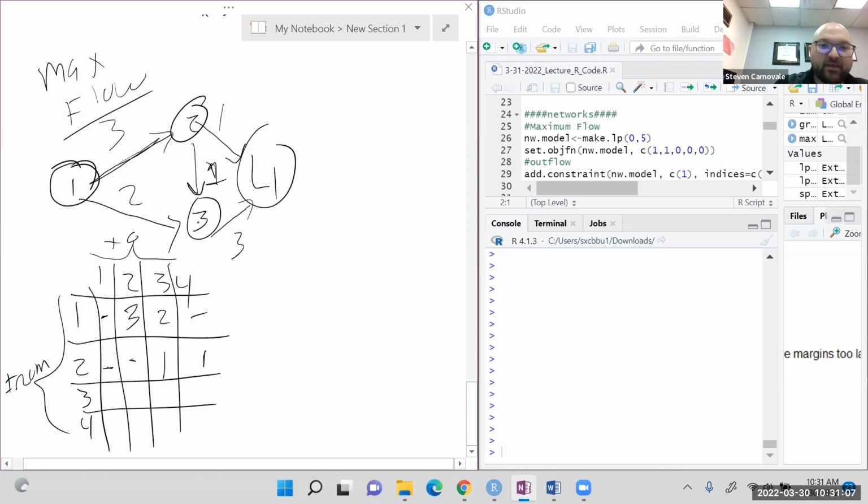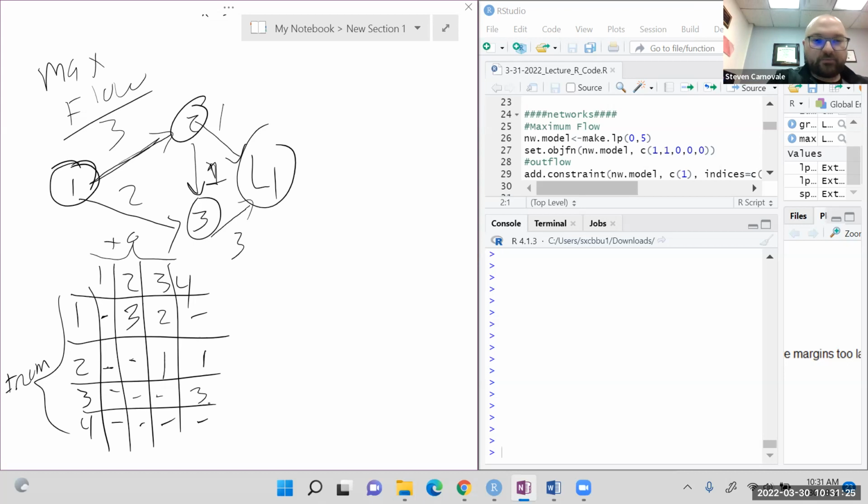What do I have for 3? 3, I just have it going into 4. So I'm going to put nothing, nothing, nothing, and then my capacity of 3. And then 4 is the terminus, so there isn't anything there. We just leave it. So what does this problem look like from a linear programming standpoint?